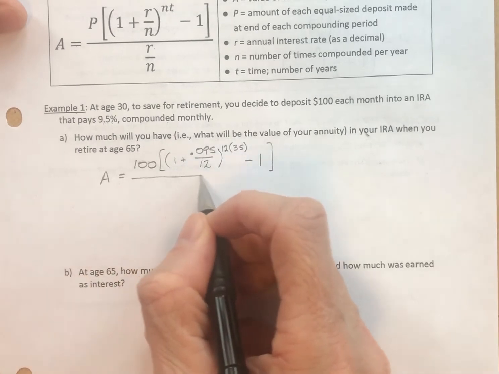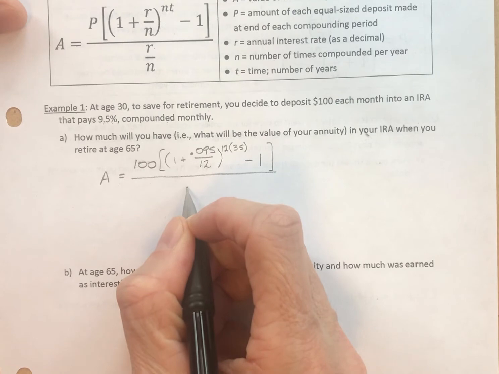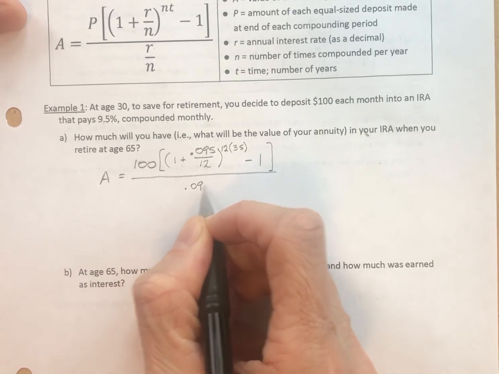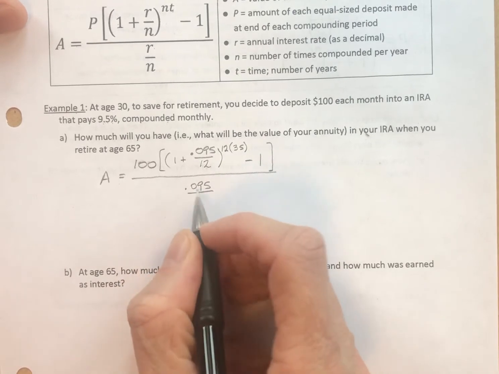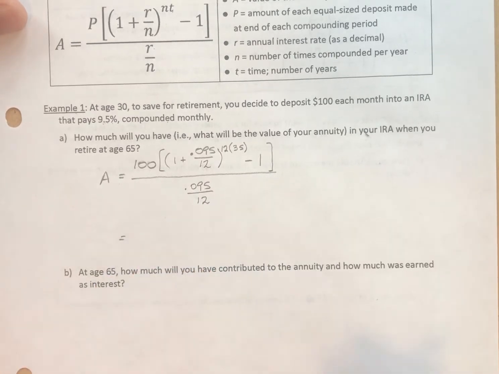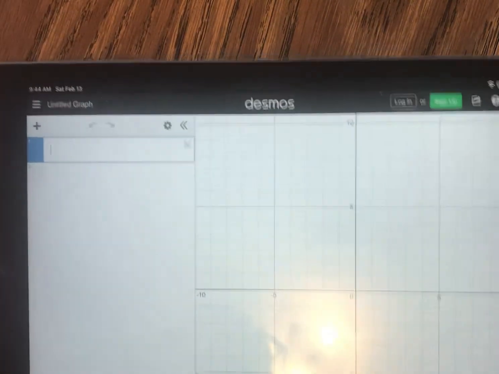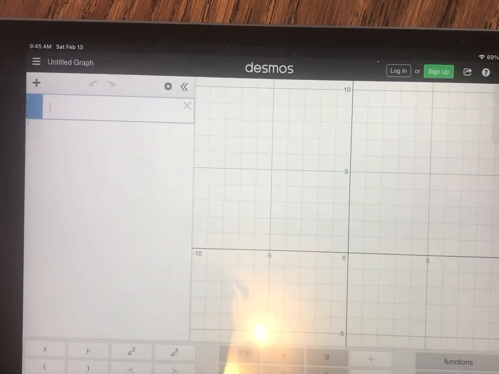I'm going to divide all of that by 0.095, the rate as a decimal, divided by the number of times compounded per year. Okay, as I said, Desmos makes this fairly simple.